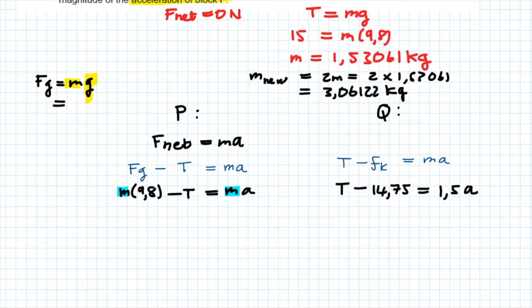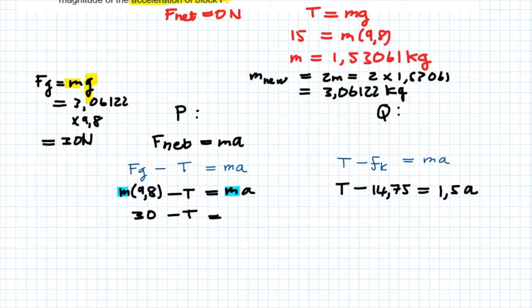We can calculate Fg acting on it by saying 3,06122 times 9,8. So we multiply by 9.8 and we find out that the gravitational force acting on this block is equal to 30 newtons. Okay, it is actually 29,99995, which when rounded off to 5 decimal places will actually give us 30. So I'm going to go ahead and substitute 30 in over here.